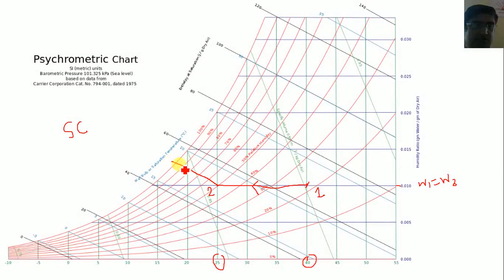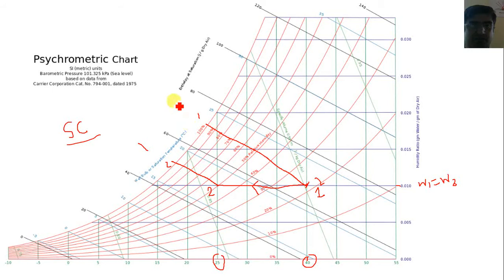what about the wet bulb temperature? Let's find out what happens. Here is point number 1 and here is point number 2. The value of wet bulb temperature also decreases in the case of the sensible cooling process. At point 1 the value of phi is near about 20%, and at point 2 it becomes 50%. It means that the relative humidity increases in the sensible cooling process.